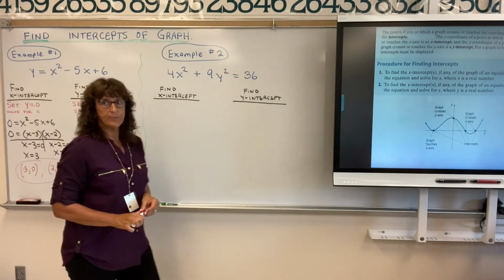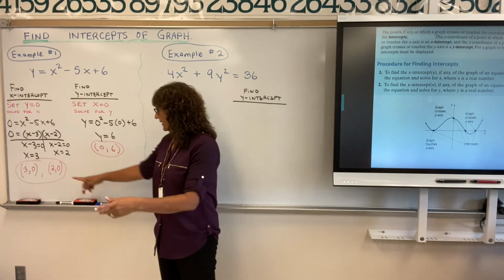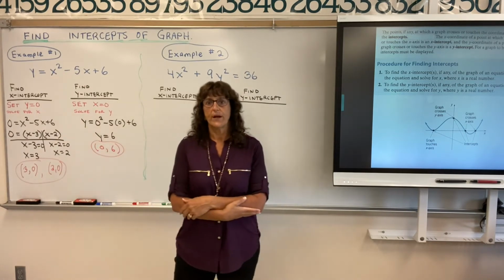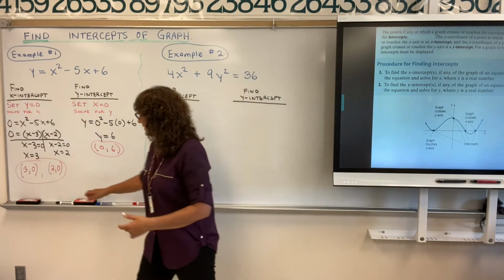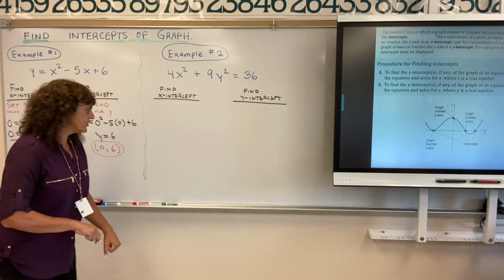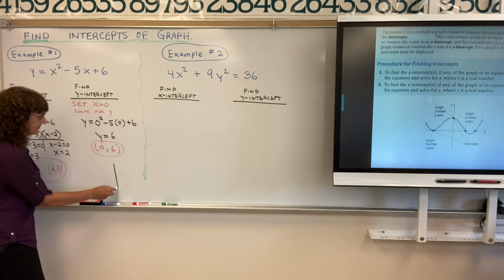The answer to example number 1: your x-intercepts will be at (3, 0) and (2, 0). Your y-intercept will be at (0, 6). So we're not graphing these yet, but it gives you an idea of what the graph looks like. It helps you when it comes time to graph these.